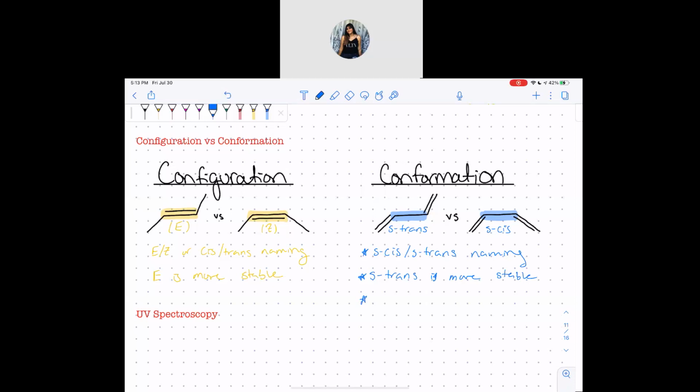The last thing is, conformation, you can rotate. Configuration, you cannot rotate. So this one's locked in place. This one you can flip back and forth. All right.